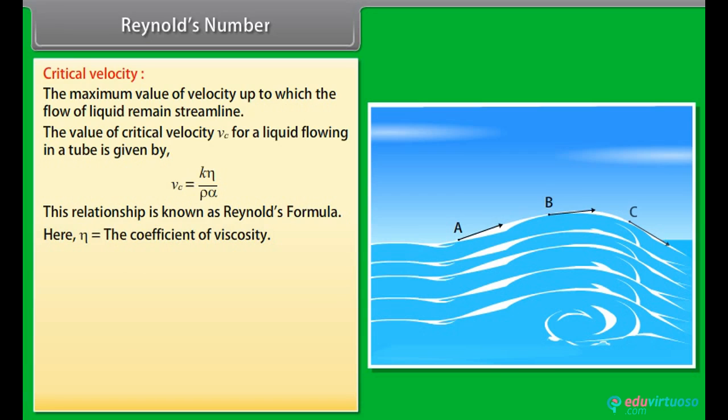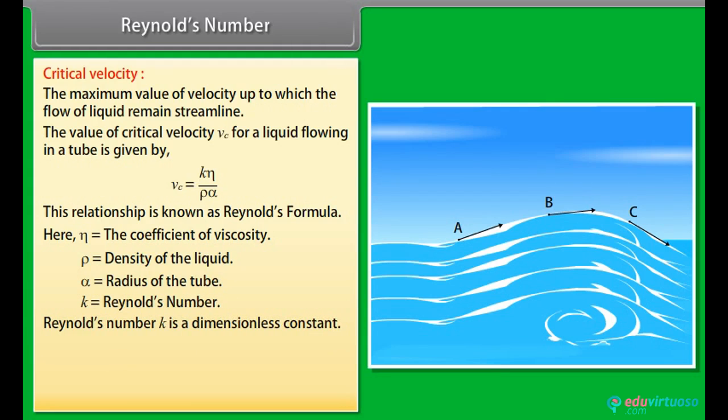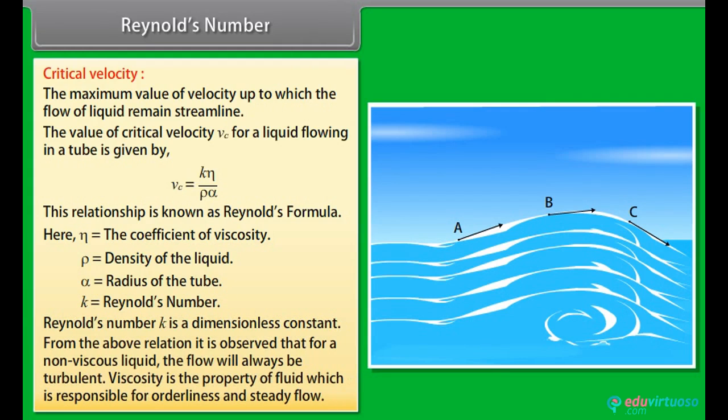Here, eta is the coefficient of viscosity, rho is the density of the liquid, alpha is the radius of the tube, and K is the Reynolds number. Reynolds number K is a dimensionless constant. From the above relation, it is observed that for a non-viscous liquid, the flow will always be turbulent. Viscosity is the property of a fluid which is responsible for orderliness and steady flow.